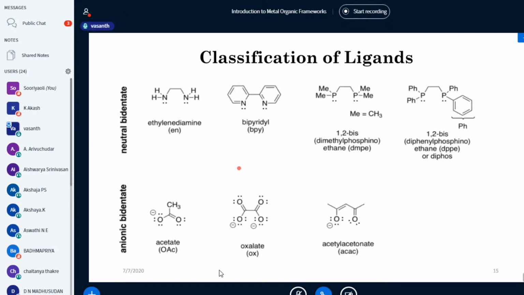And these are other examples of bidentate ligands. In this case, it is ethylene diamine, in which nitrogen can act as an anchoring site for the formation of complexes. Similarly, the same kind of nitrogen, but in a different molecule, is called bipyridine. Oxygens can also act as bidentate ligands by anchoring to the metal centers, which is called acetate, and this is called oxalate.